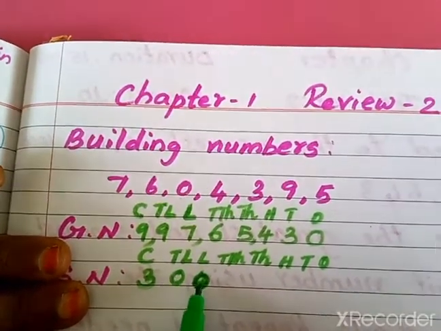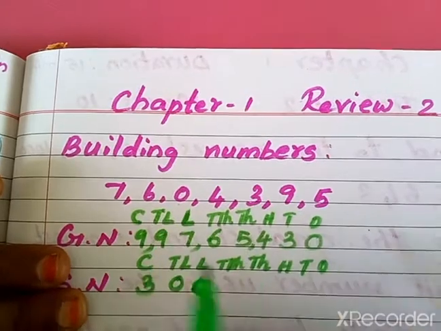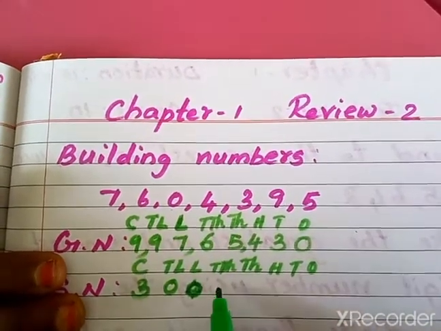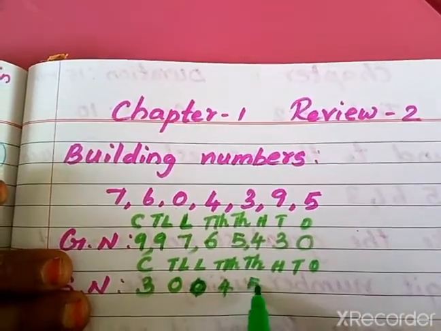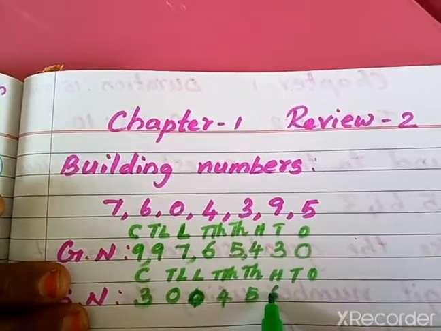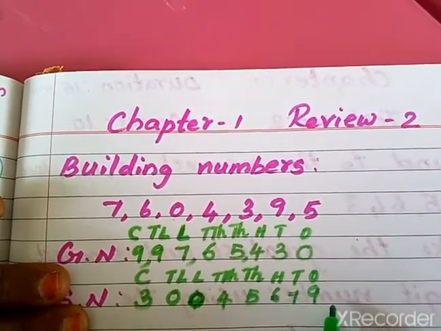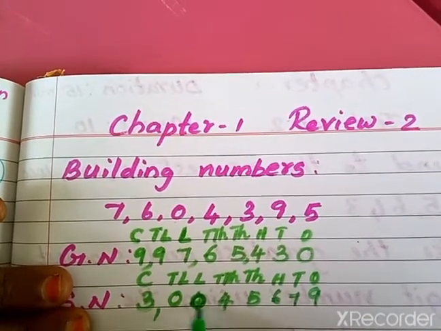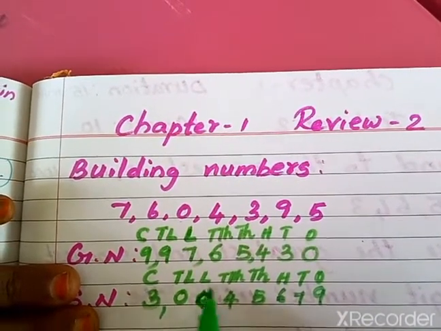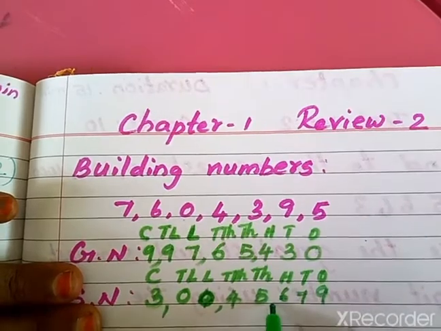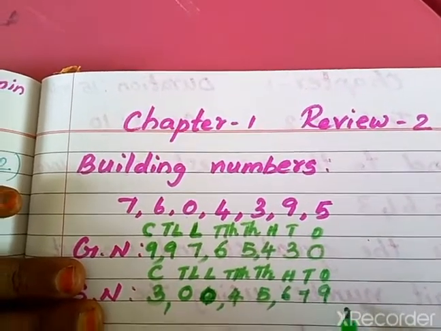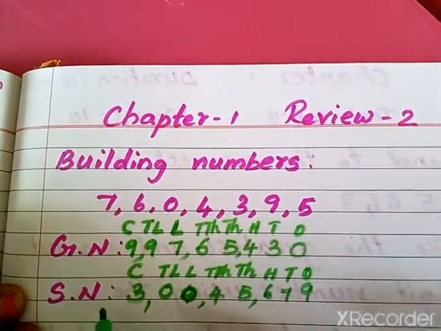Right, in the 10 lakhs place and the lakhs place, because 0 I have to repeat. Then what comes next? It's 4. Then 5. Then 6. Then 7. And then 9. So I got my smallest number. So 3 crore, and in the 10 lakhs place and lakhs place I have 0. So 3 crore 45,679 is my smallest number.